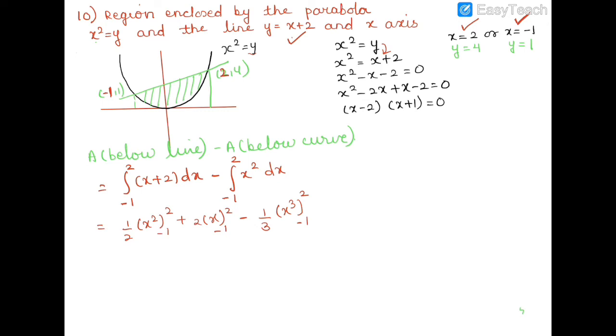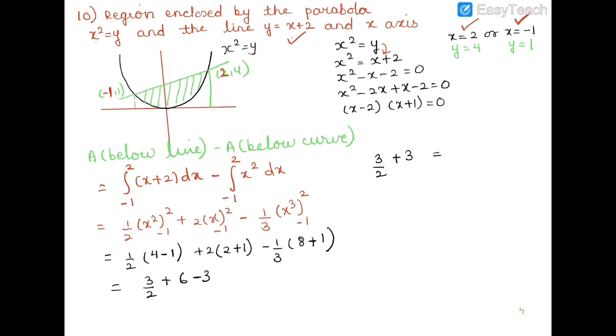However, x cube by 3 could have been written inside. I get half of 4, minus, and minus 1 square is 1, plus 2 and 2, minus and minus, plus 1, minus 1 by 3 of 2 cube, which is 8, minus minus 1 cube, which is minus 1, so 1. This gives 3 by 2 plus 2 threes are 6, and this gets cancelled, 3 threes are minus 3, which eventually gives 3 by 2 plus 3, and that's equal to 9 by 2 square units.